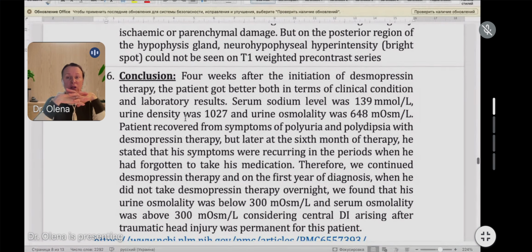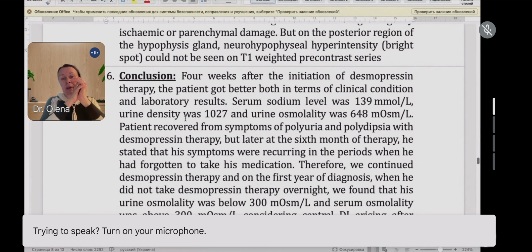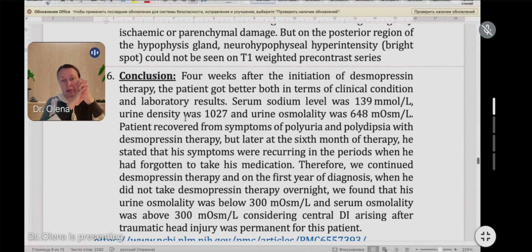4 weeks after the initiation of desmopressin therapy, the patient got better both in terms of clinical condition and laboratory results. Serum sodium level decreased and got into the normal range. Urine density was increased to 1027, and urine osmolarity was 648. It is in normal range too. Patient recovered from the symptoms of polyuria and polydipsia with desmopressin therapy. But later, at 6 months of the therapy, he said that his symptoms were recurring in the periods when he had forgotten to take his medication.